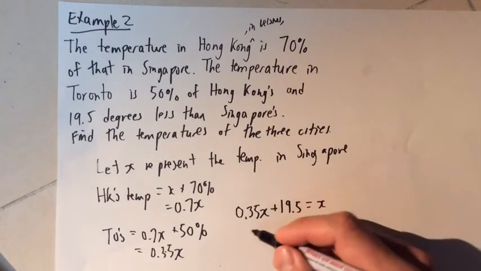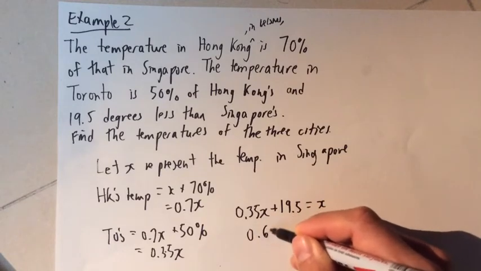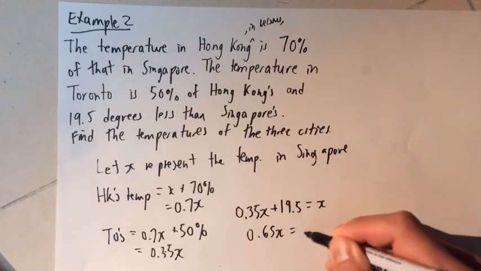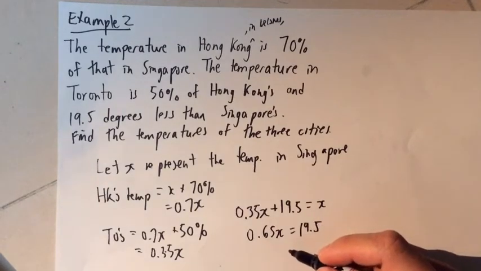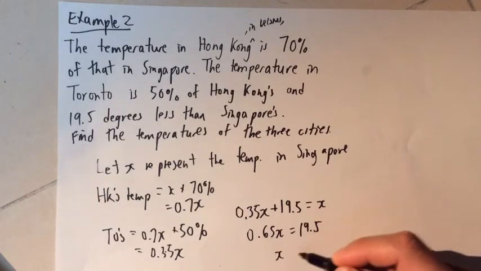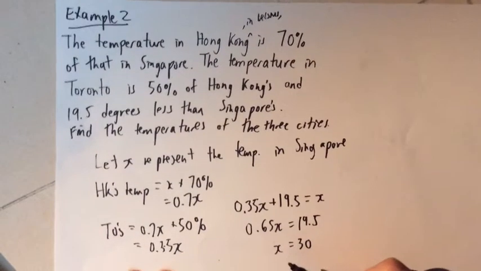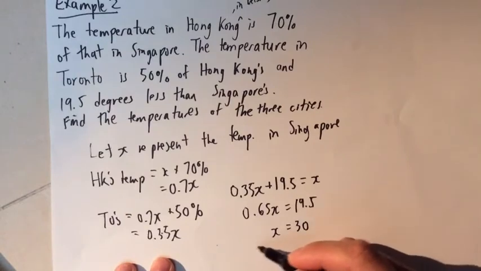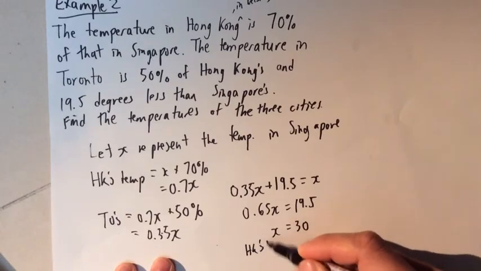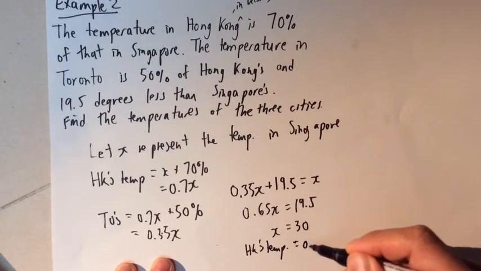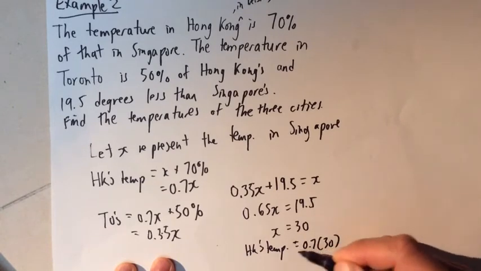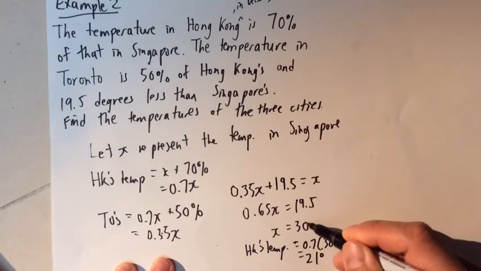Okay, we rearrange the equation. We should get 0.65x equals 19.5. Okay, and we'll find that x equals 30. Okay, so we know the temperature of Singapore is 30. Then Hong Kong's temperature in this case would be 0.7 times 30, which would be 21 degrees.